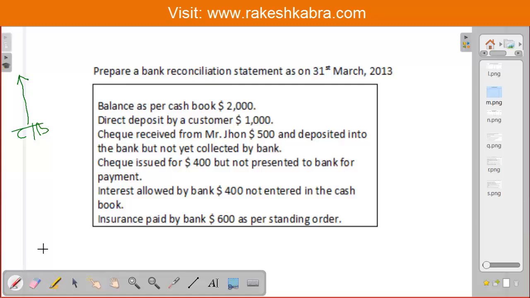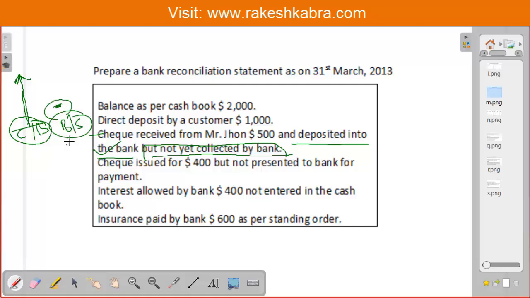So I got this check, I deposited this check into the bank, and the moment I deposited it, immediately I recorded this transaction in the cash book, because the cash book is with me. So the cash book balance increased, isn't it? But what is given in the question? But not yet collected by bank. And as this check amount is not collected by the bank, the bank didn't pass any entry for this transaction in the bank statement. So the bank statement balance remains as it is.